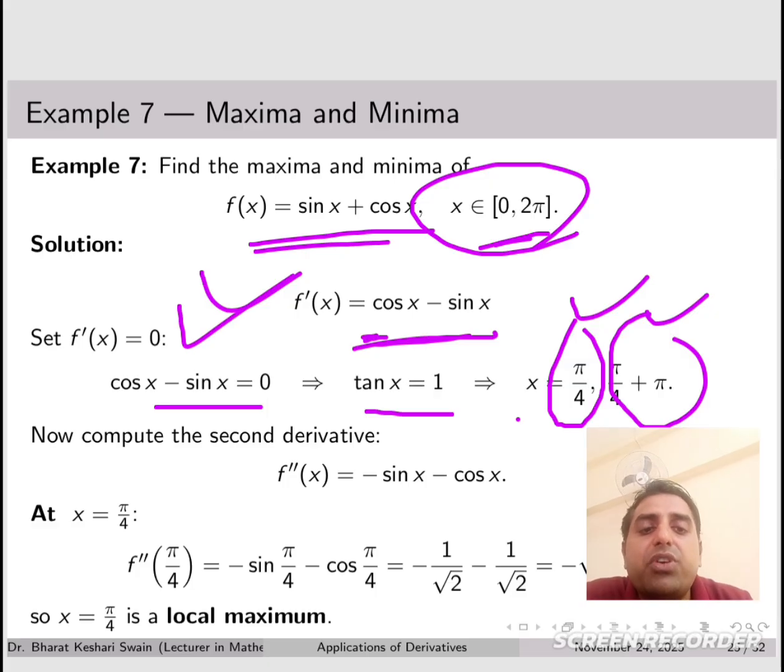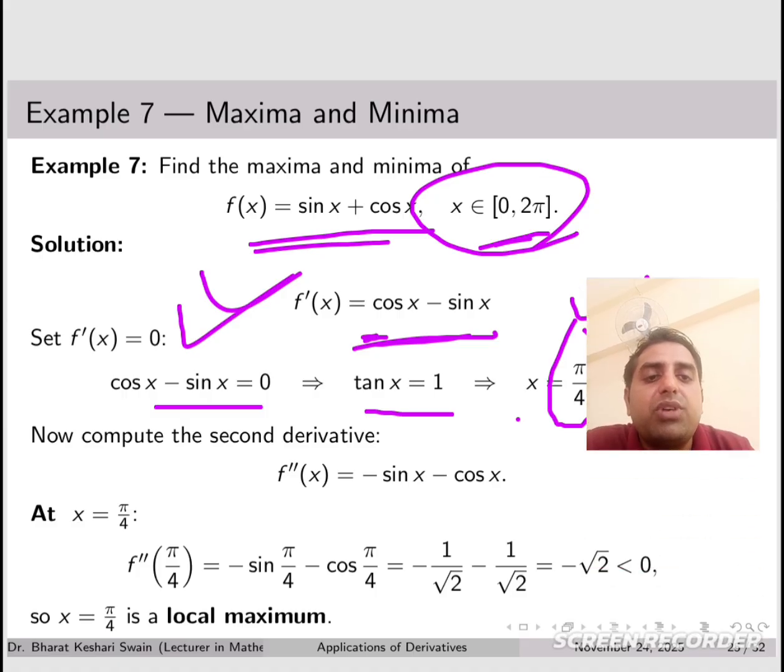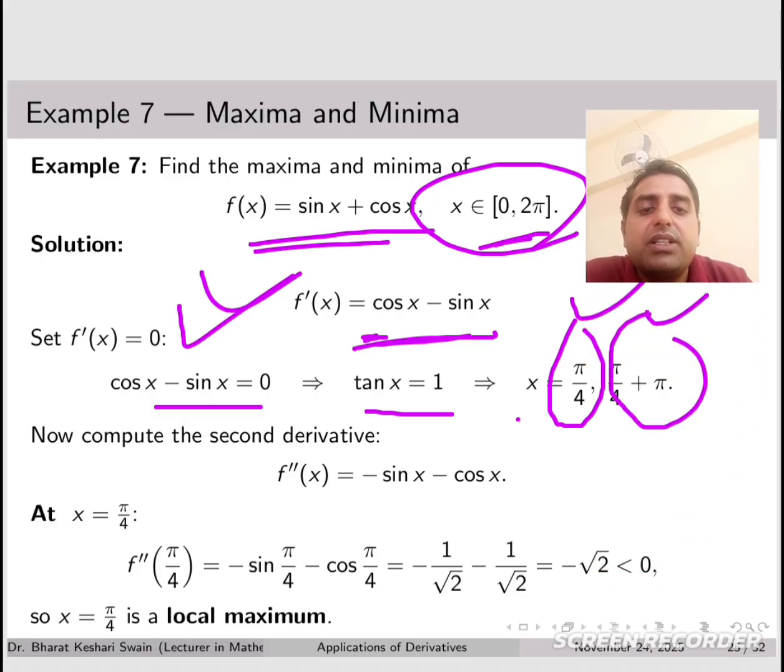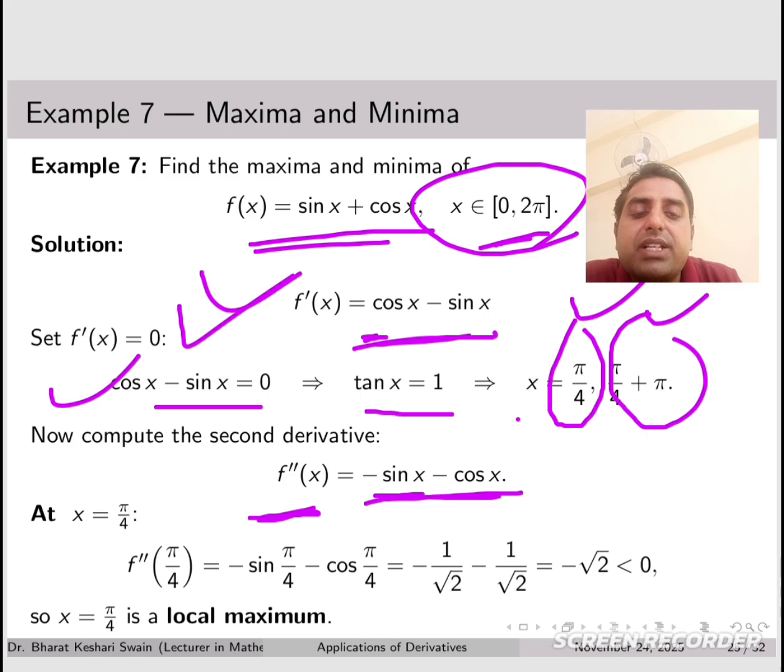So at these two points we have to check whether it is maximum or minimum. So what to do next? Take the double derivative, the second derivative. So what is the second derivative? Again differentiate this. Differentiating cos x gives minus sin x, then minus sin x gives minus cos x. So this is your second derivative. So check whether this second derivative is greater than 0 or less than 0 at each point.